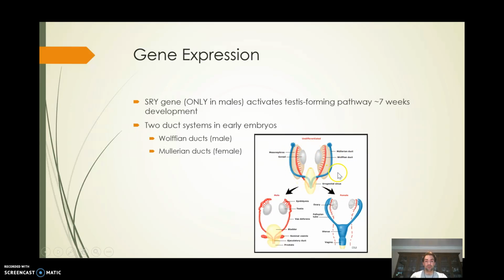So we can see here both the Mullerian duct and Wolffian duct, and after about 7 weeks, the SRY gene will activate this testis-forming pathway and cause this undifferentiated sexual organ to then differentiate into either the male testes or the female ovaries.